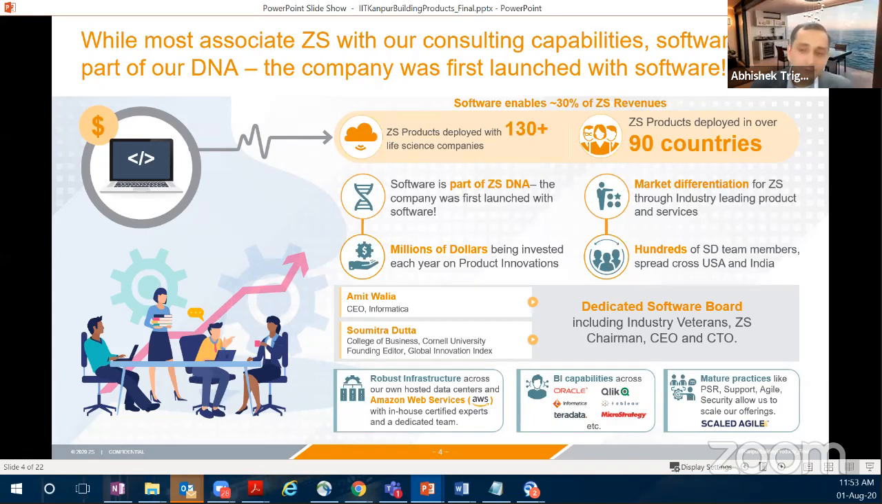And then finally, last but not the least, is that we do include these mature practices, whether it's performance engineering, support, agile, all of those coming together to make sure we are a modern product group to serve the needs of our clients.